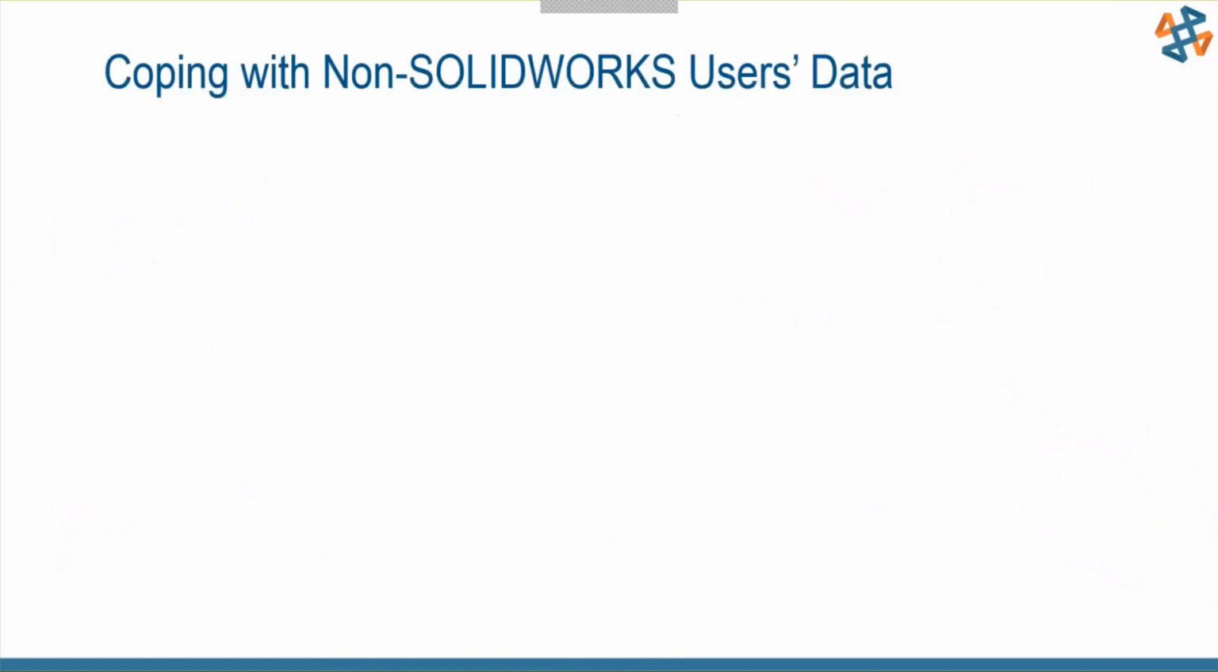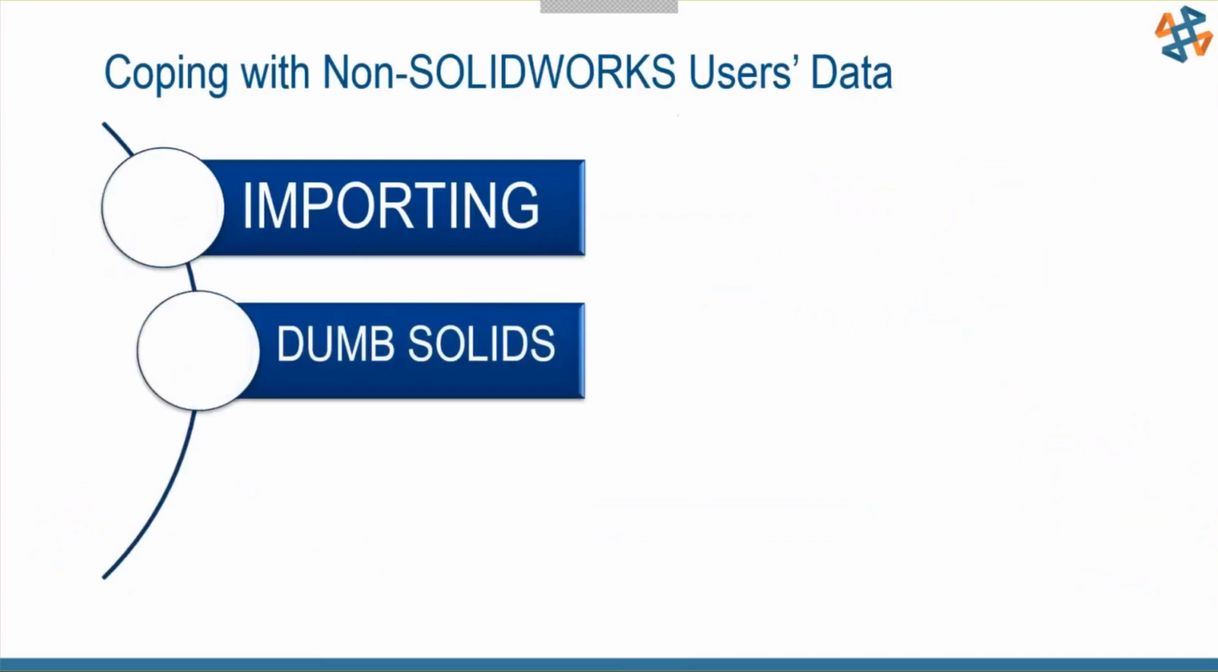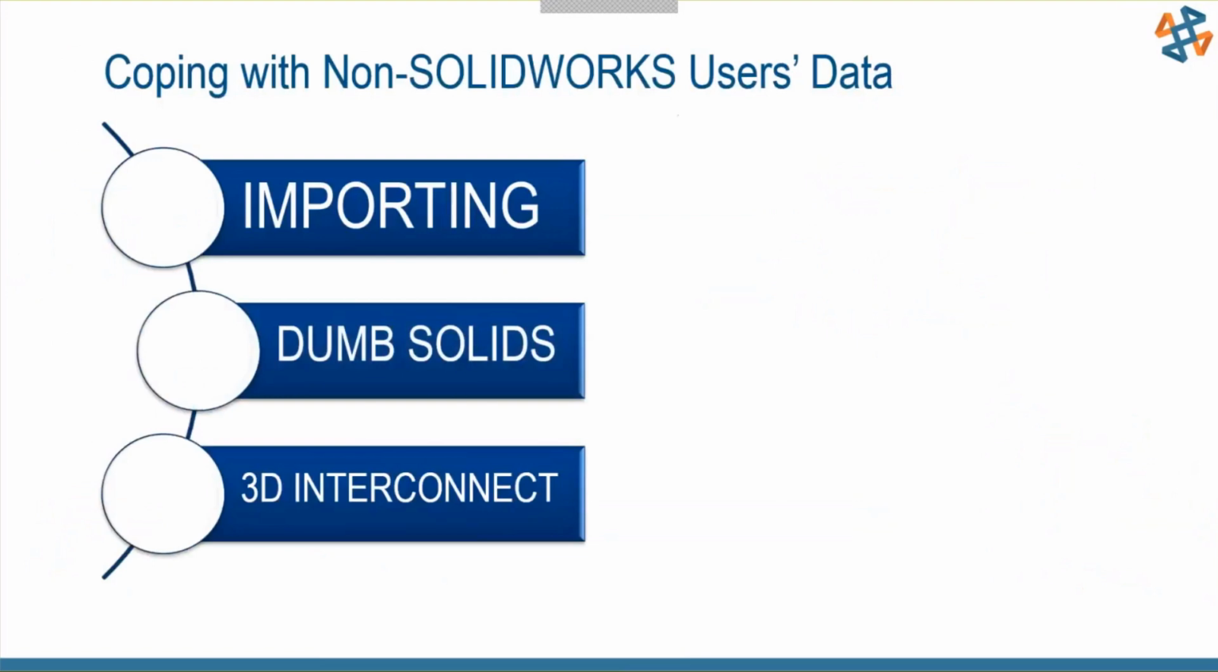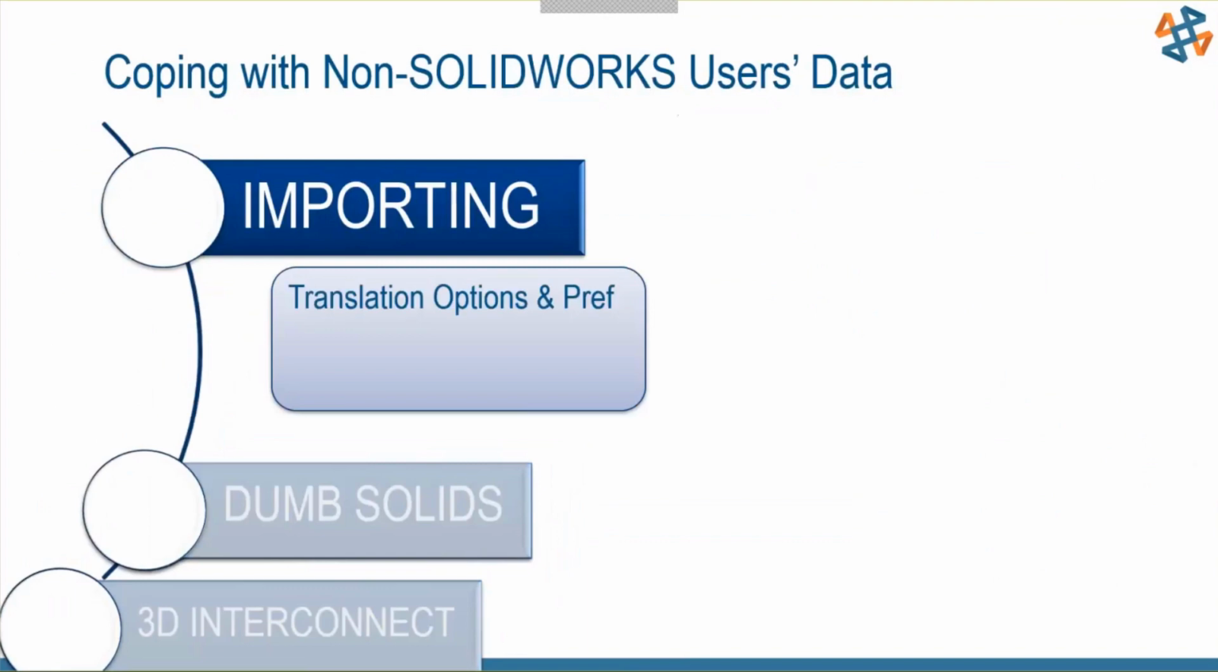So when I look at dealing with other CAD data, there's really three different areas of focus. Importing data, that's actually opening files in SOLIDWORKS. Dumb solids, which really gets a bad rap. And finally, this relatively new technology called 3D Interconnect. So getting started with importing data, there's a bunch of different options. Then we have to talk about how we must deal with this thing called import diagnostics. And last, if all else fails, what kind of repair techniques can we use to get clean geometry?